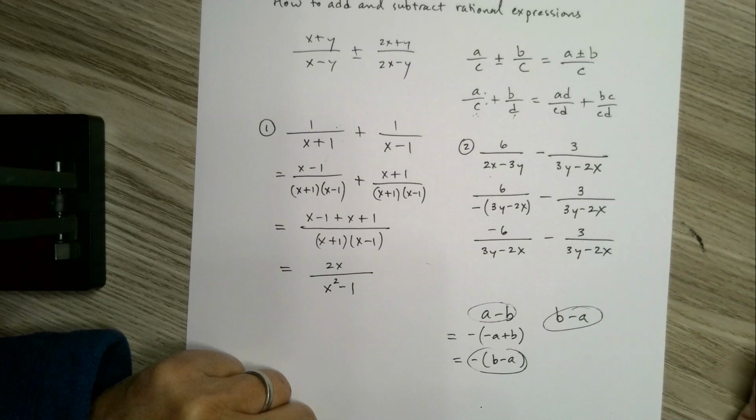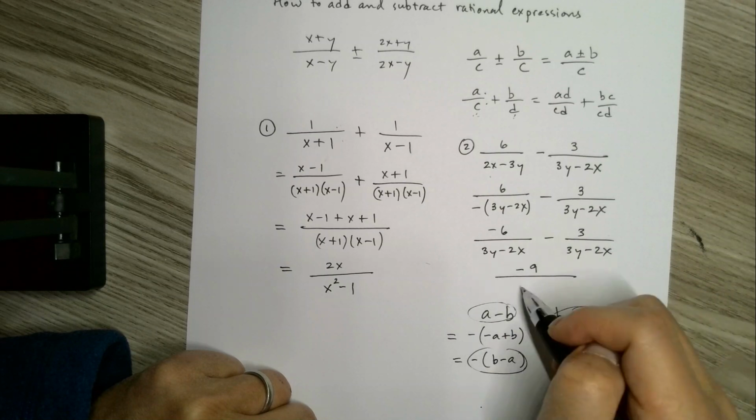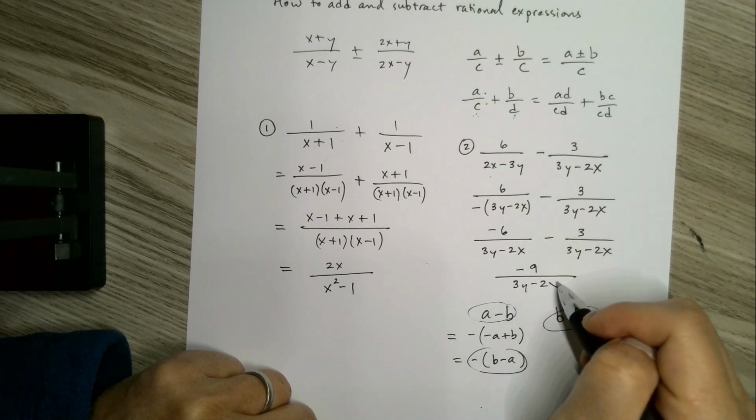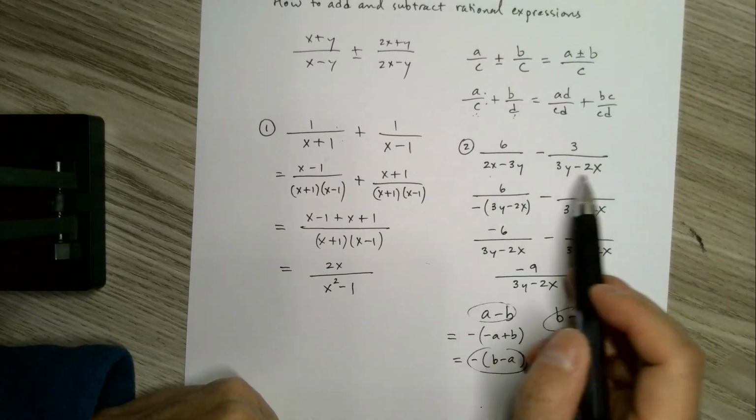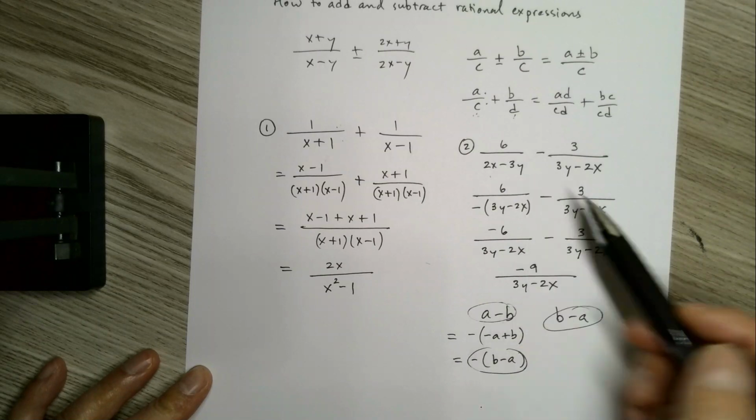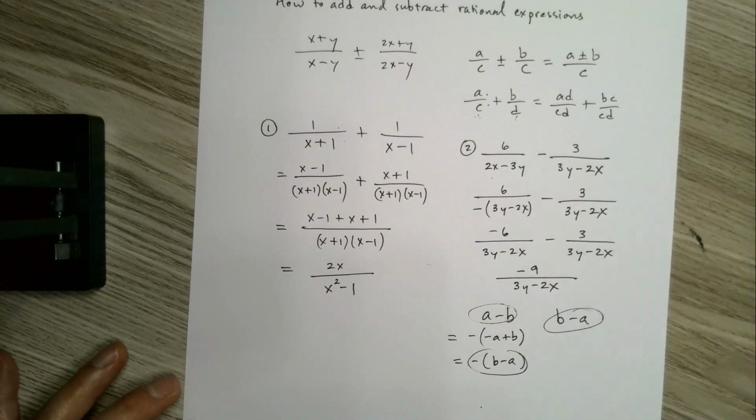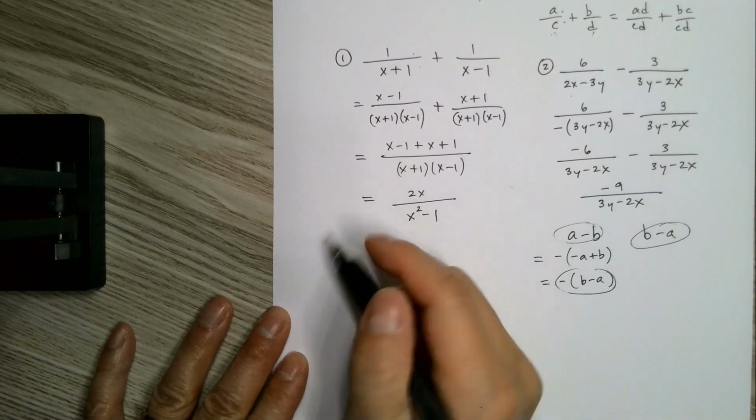And now I can subtract the fractions, getting negative 9 in the top and 3y minus 2x in the bottom. Okay, so what looked like a medium amount of work actually turned out to be not so much work. Okay, moving on to my third example.